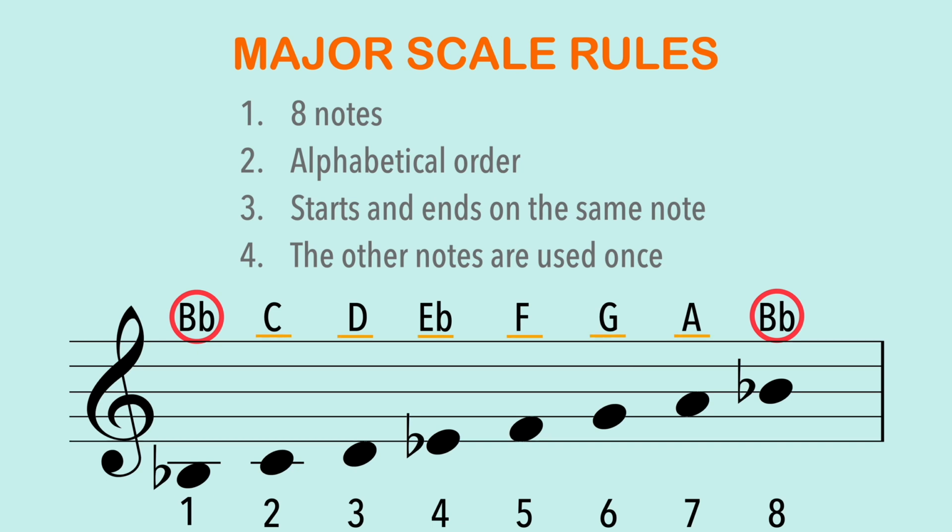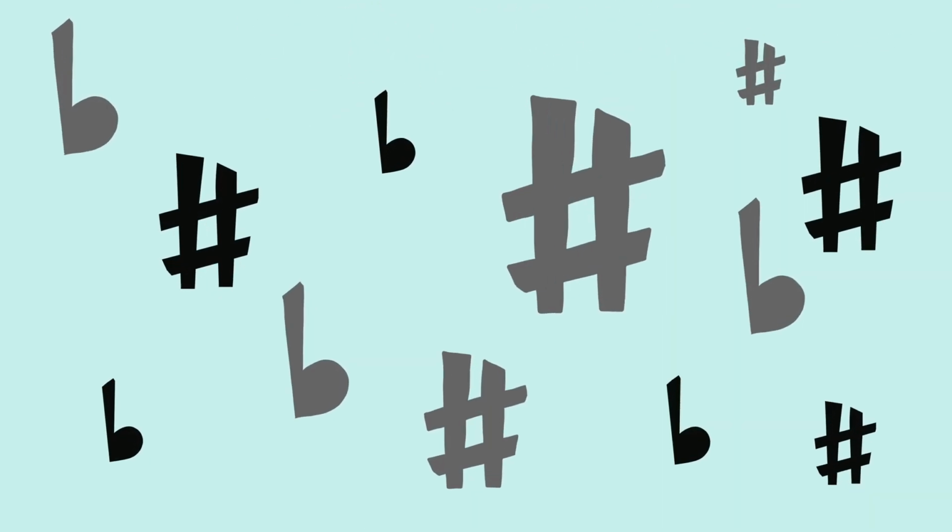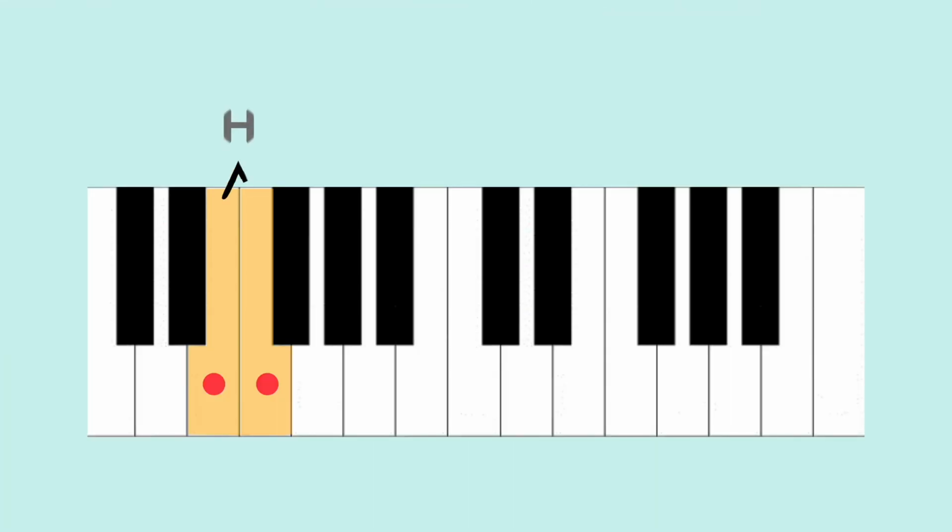So why do some scales have sharps and some have flats? In order to understand this, let's look into a basic building element of Western music, the half step. On a piano keyboard, a half step or semitone is the distance between any two adjacent keys. For example, if we start at G natural and go up a half step, we land on G sharp. If we start on B and go down a half step, we land on B flat.